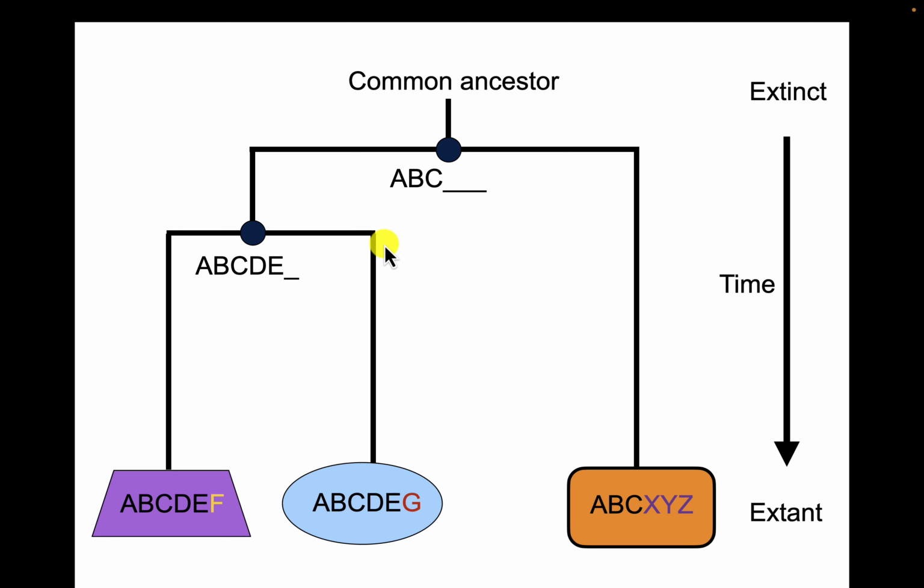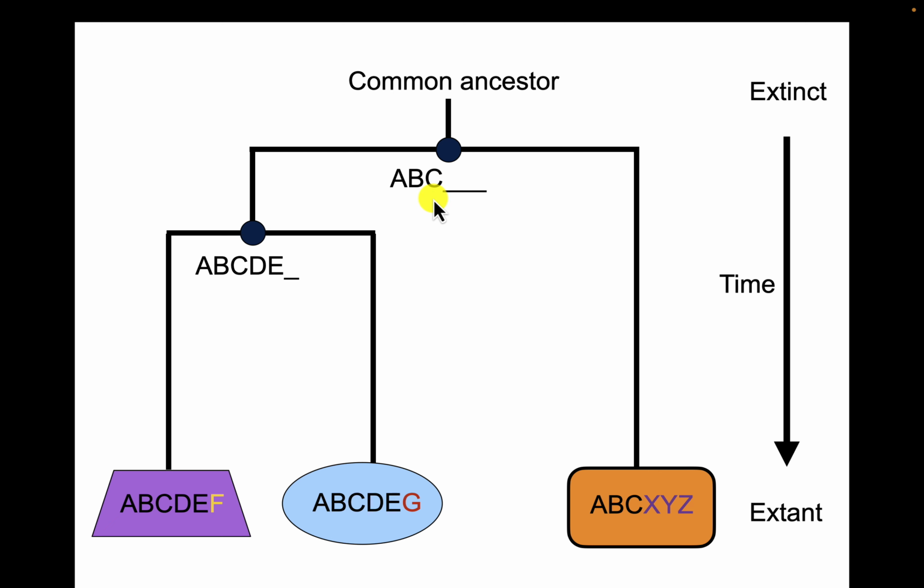For example, we know this species here must have the A, the B, the C, the D, and the E sequence. We don't know whether it had an F or whether it had a G. We would have to maybe look at some other extant species to figure that out. And we know that this species here must have had an A, a B, a C. Now, we don't know necessarily what else it might have had. Again, we'd have to look at a greater number of different extant species to get a better idea of what the rest might be. But for now, we at least know this.